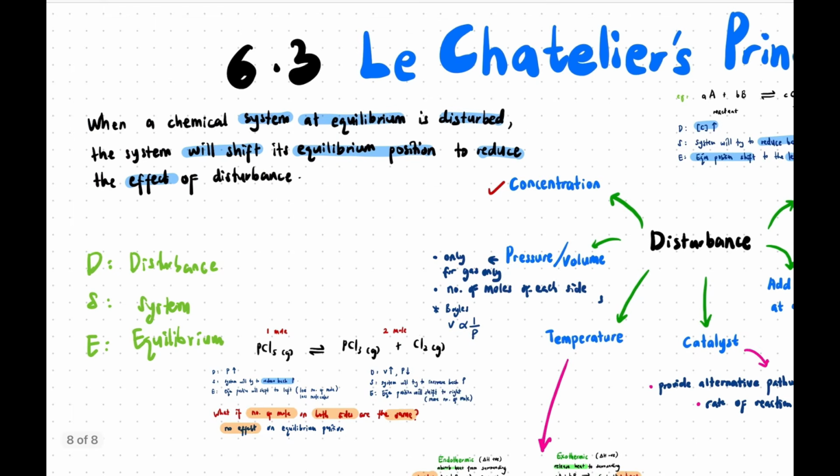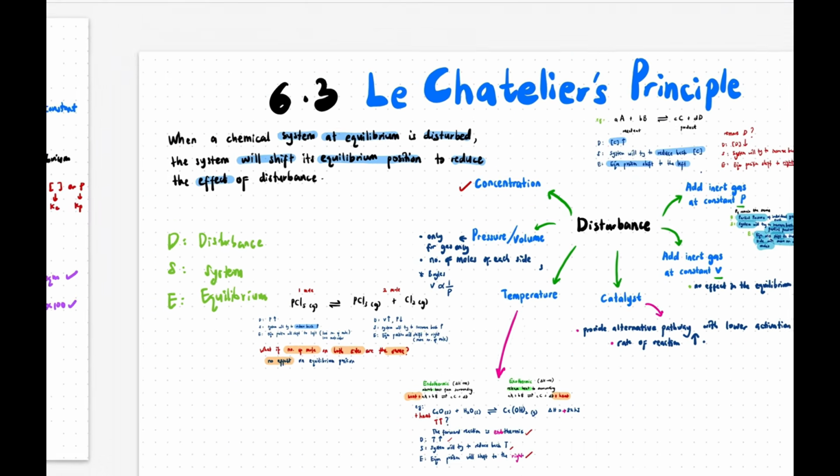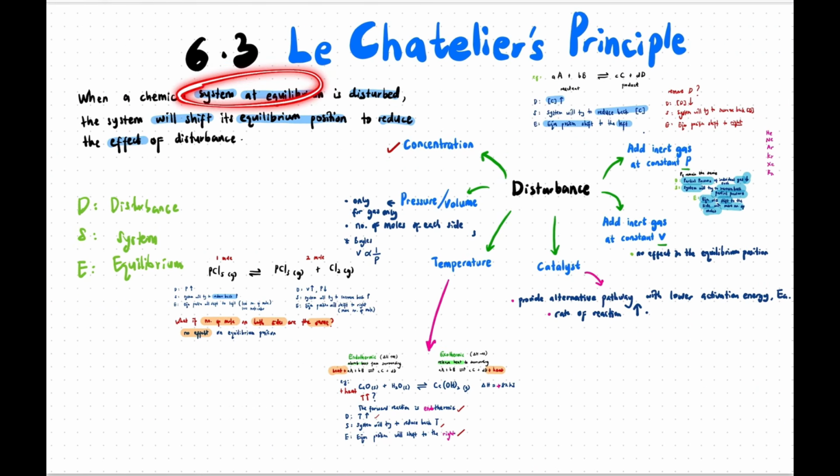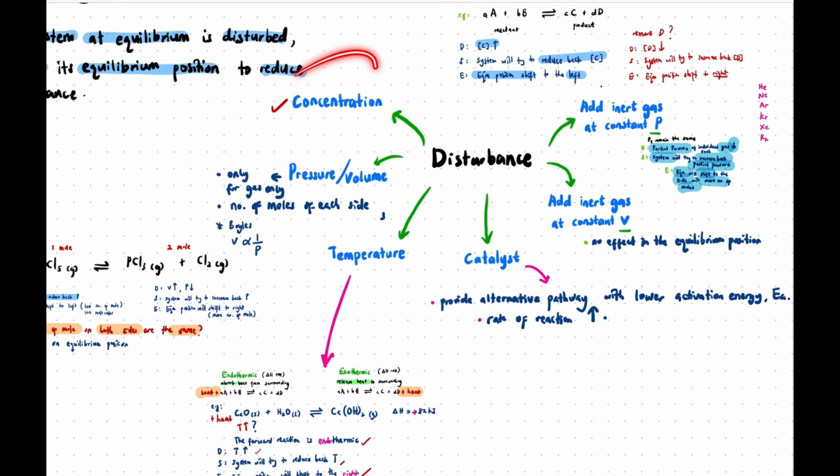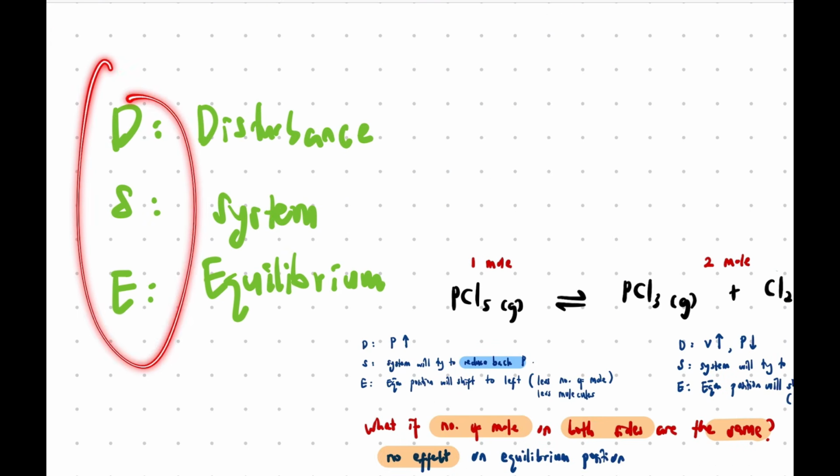And then 6.3 Le Chatelier's principle simply means kalau sistem sudah equilibrium and kita kacau dia, the system will try to shift equilibrium position dia to reduce the effect of disturbance. So kita ada beberapa disturbance di sini, and you can have a look in the video on how to solve it based on these 3 key concepts: disturbance, system, and equilibrium, DSE.